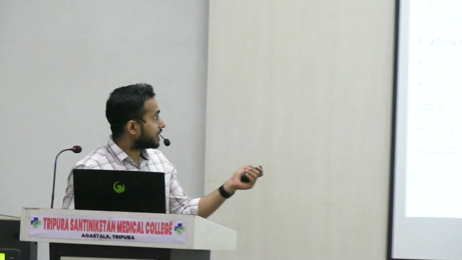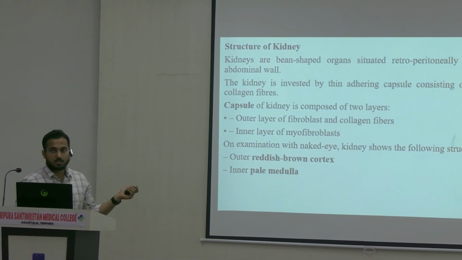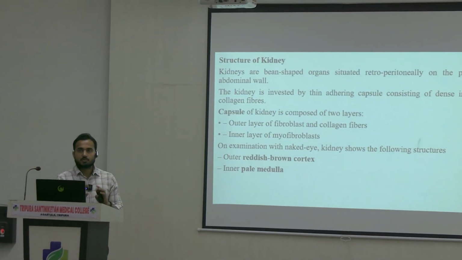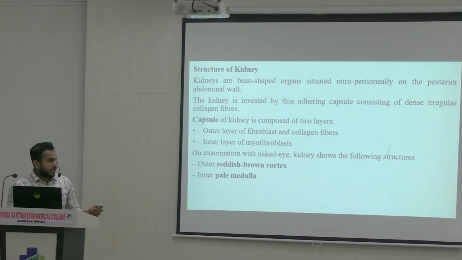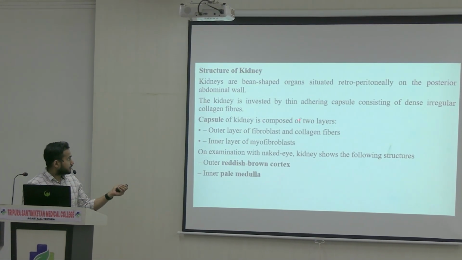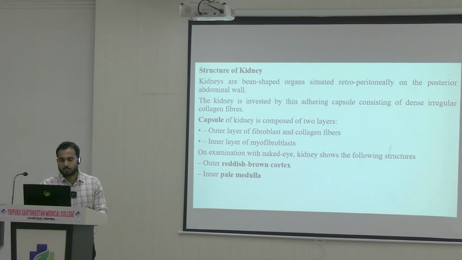The kidney is invested by an adhering capsule consisting of dense irregular collagen fibers. So if you see the renal capsule, it is adhered to the kidney. Next, this capsule of the kidney has two layers: an outer layer made up of fibroblasts and an inner layer made up of myofibroblasts.